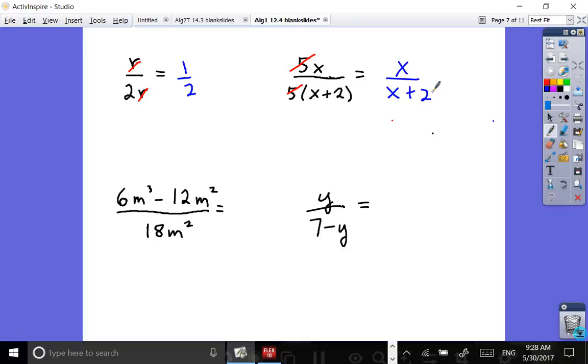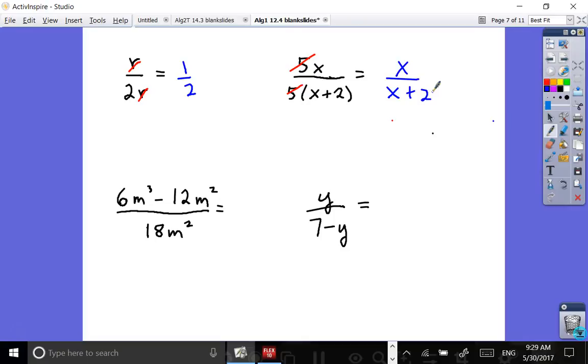If it was, you mean in the numerator? If it was x over 2x plus 2, you could definitely factor the 2 from those two terms. You'd have x over 2 times x plus 1, but you still wouldn't be able to cancel anything there.